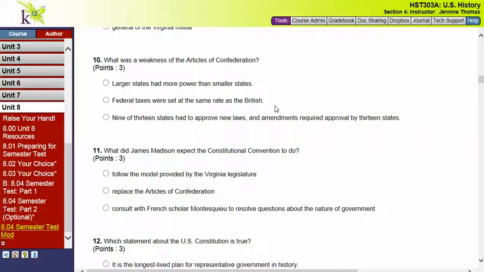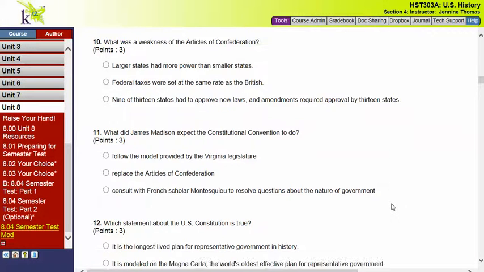Federal taxes were set at the same rate as the British, or 9 of 13 states had to approve new laws and amendments required approval by 13 states. Number 11, what did James Madison expect the Constitutional Convention to do? Follow the model provided by the Virginia legislature, replace the Articles of Confederation, or consult with French scholar Montesquieu to resolve questions about the nature of government.